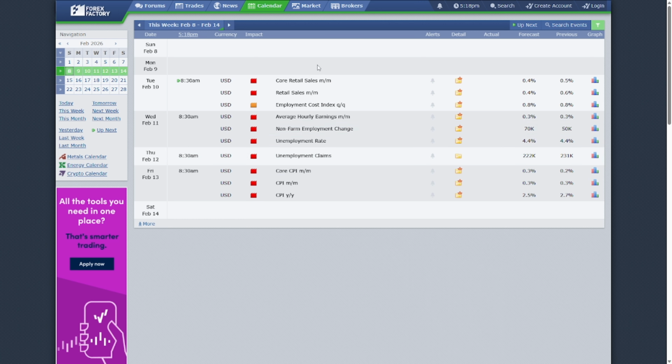Nothing on Monday. On Tuesday, we have core retail sales. Then we have retail sales and employment cost index happening at 8:30 on Tuesday. So we might get some action here on Tuesday in that pre-market. Moving on, we got Wednesday, 8:30 a.m. once again. Average hourly earnings, non-farm employment, and unemployment rates all happening at 8:30. It's going to be a lot of action in this pre-market this week.